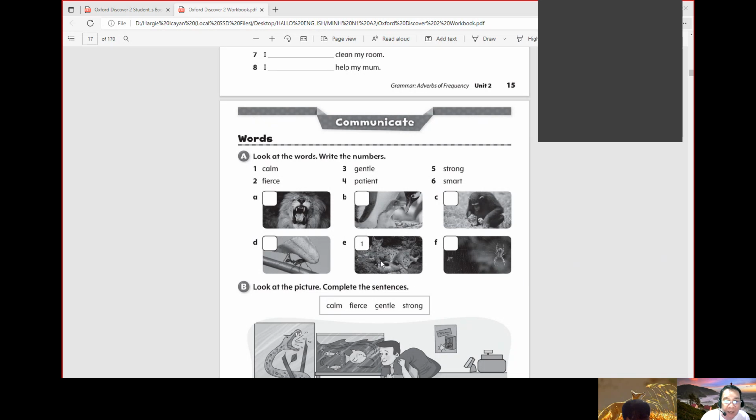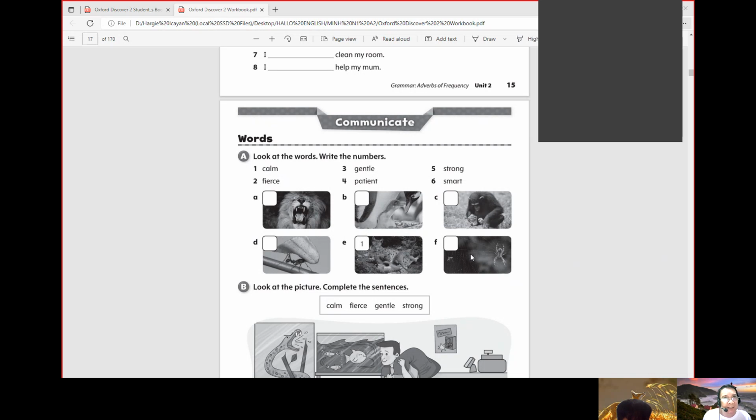Okay, next, letter E. Of course, it has an answer. It's number one, which is calm. This one is a cat, right? Yes. Okay. What about letter F? Letter F is number four. It's patient.